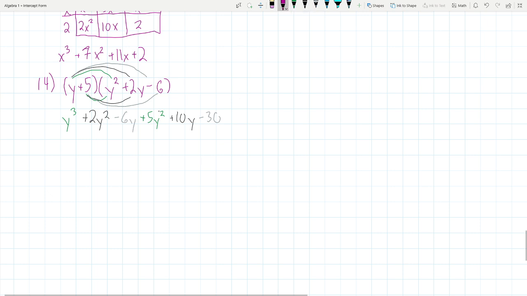Now I'm going to combine like terms. So I got y cubed, this is the only y cubed, so I got y cubed. I got 2y squared, I have a 5y squared, so plus 7y squared. Negative 6y and positive 10y, that gives me positive 4y. And then I have negative 30.